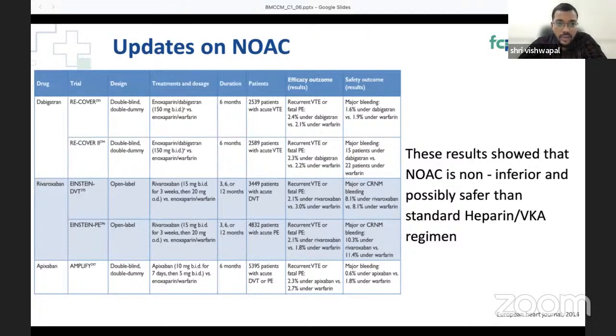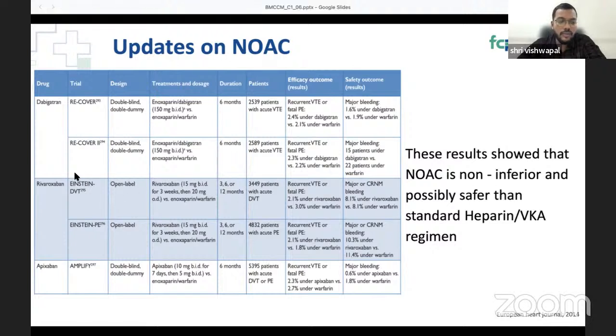With these updates on NOACs, we have a few studies which compare the efficacy of different NOACs with the standard therapy. The first one is the RE-COVER study, which compares enoxaparin followed by dabigatran versus enoxaparin and warfarin, where the bleeding risk for dabigatran is 1.6 percent and for warfarin is 1.9 percent. And in RE-COVER 2 we could see 15 patients with dabigatran and 22 patients with warfarin having major bleeding.